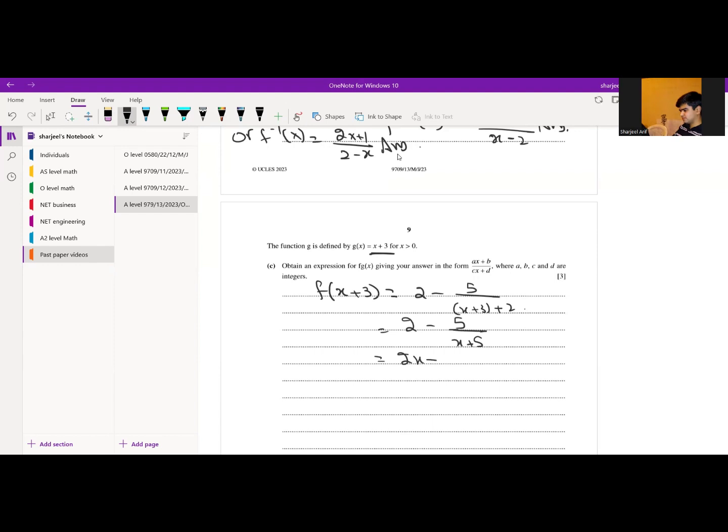Simplify to get 2x plus 10 minus 5 over x plus 5. So our answer will be 2x plus 5 over x plus 5. So a is equal to 2, b is equal to 5, c equals 1, and d equals 5. That is our answer.